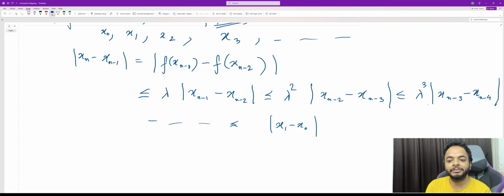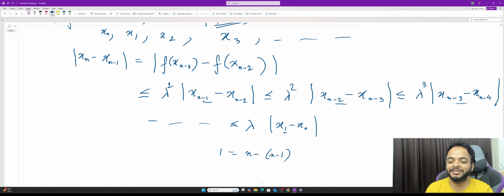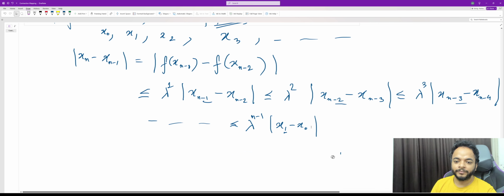But then the question remains: lambda will be there, but what will be its power? So let's look at the pattern that is developing. You see, minus 1, power is 1. Minus 2, power is 2. Minus 3, power is 3. So here it's 1, and 1 I can write as n minus 1. So that means the power will be n minus 1.